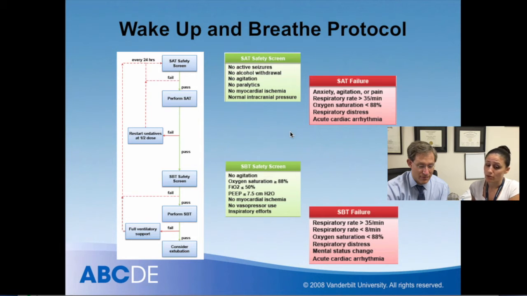Their FiO2 should also be less than 50%, and they should be on low levels of PEEP, less than 7.5. Again, they shouldn't be showing any signs of myocardial ischemia, and no vasopressor use or inspiratory efforts. Although I just want to point out that even though this says that the patient shouldn't be on any vasopressors, there are some instances where a patient may be on vasopressors and the team will go ahead with assessing the patient for extubation. So there could be exceptions?